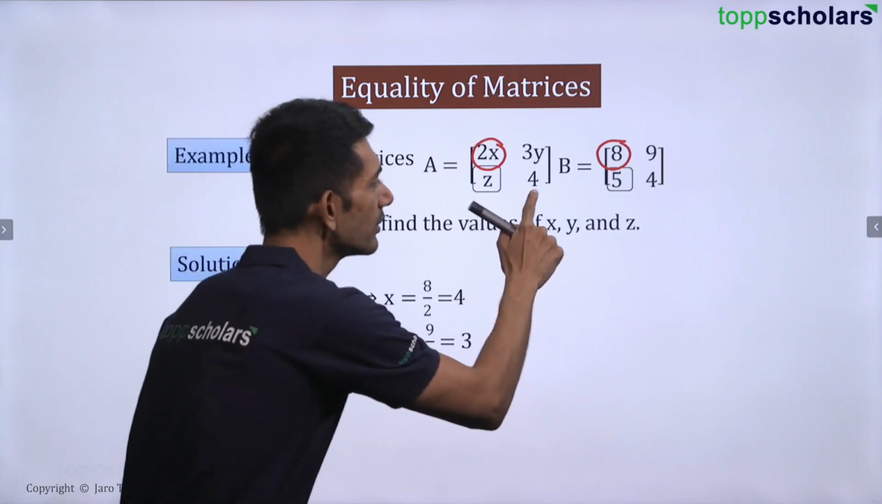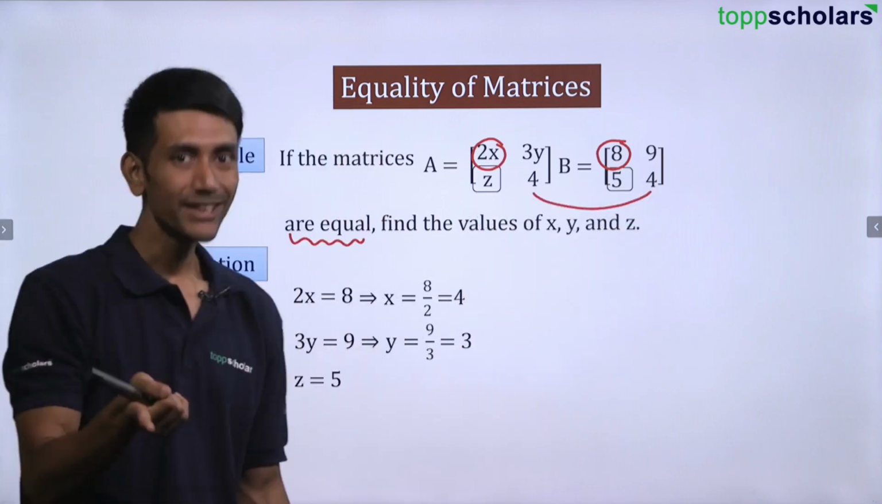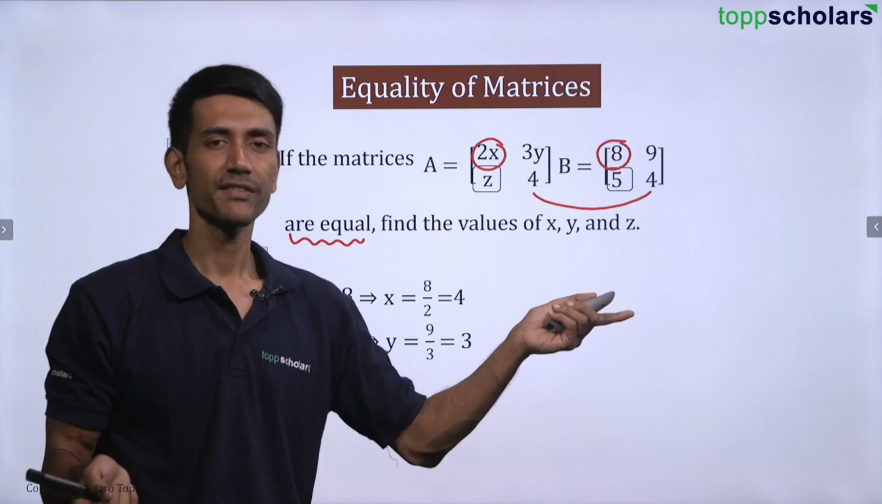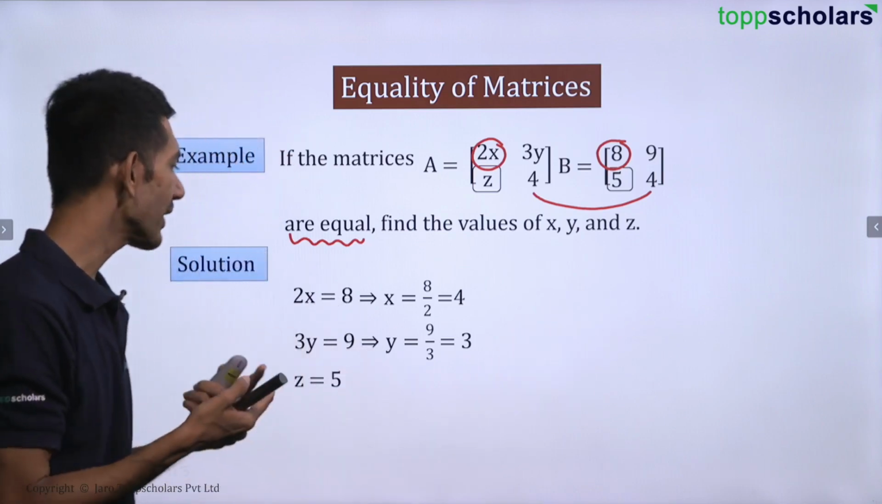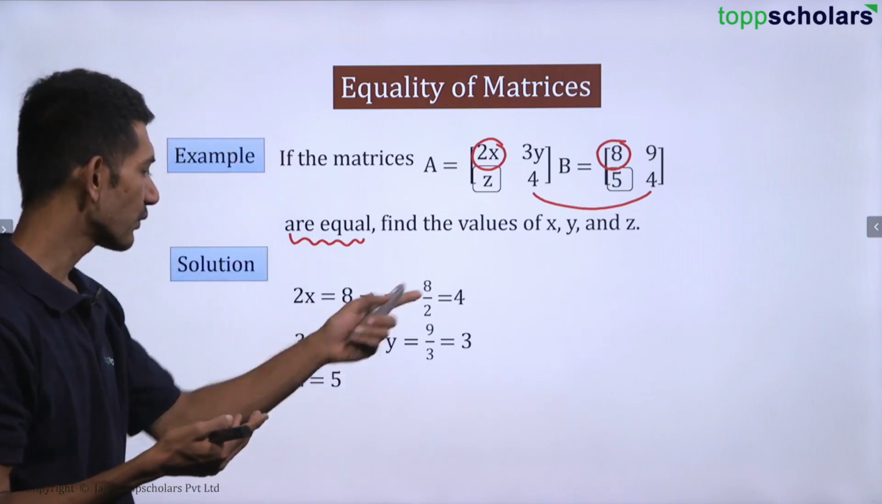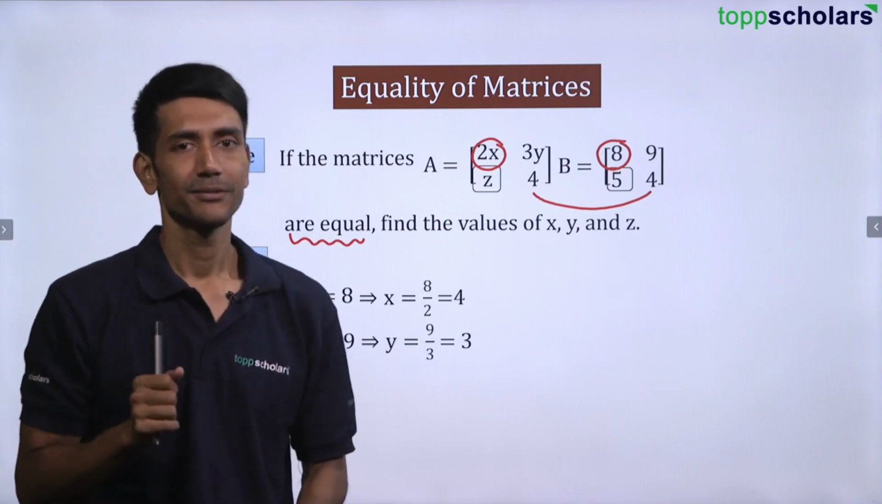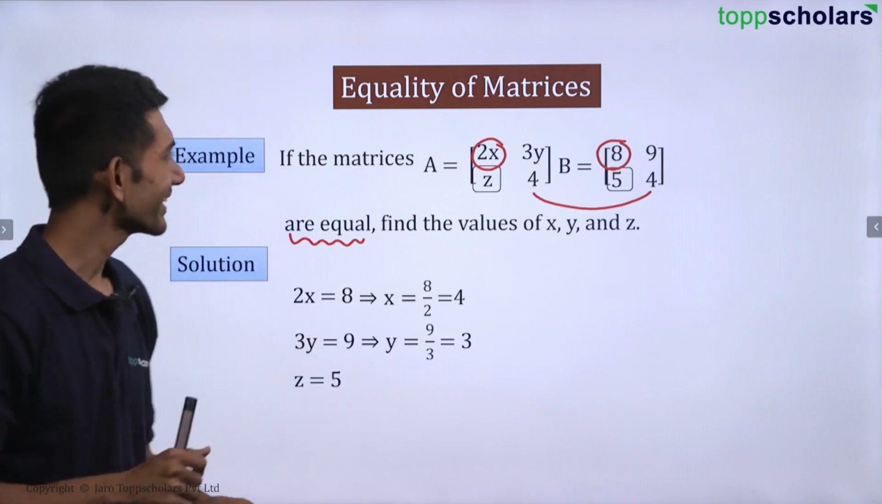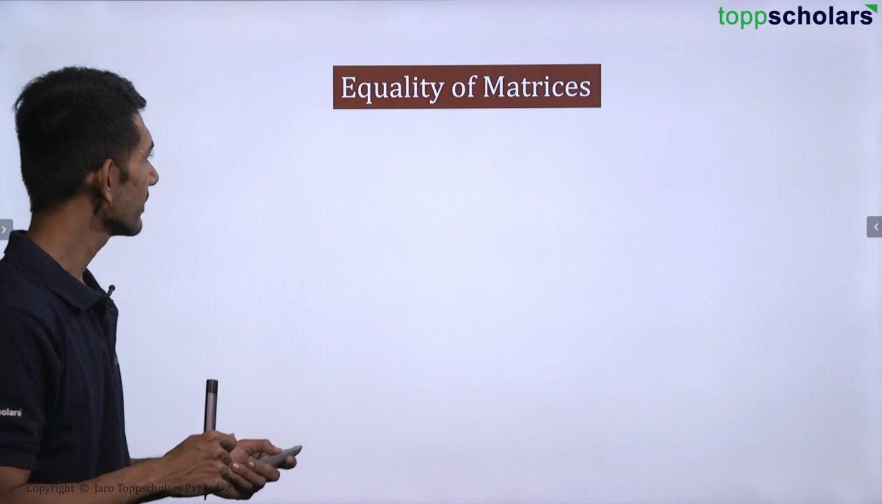And of course, this 4 and 4. There also it should be equal, right? So anyways, it was given in the question. So yes, we got the value of x, y and z. That is 4, 3 and 5. Clear? Let's continue. That's it.